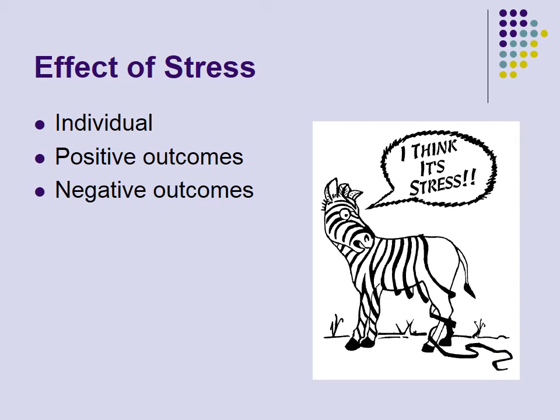So let's look at the effect of stress. Now, the reality is that it affects individuals differently as far as on a cognitive and a behavioral sort of way. Physically, though, when we look at the effect on the parasympathetic and sympathetic systems, it pretty much affects us all the same way, some of us more intensely and some of us not as intensely.